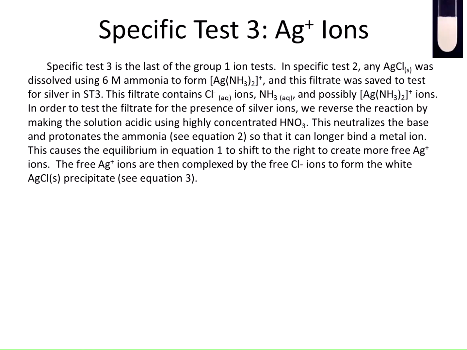So your last test for the group 1 ions is specific test 3, and we're looking to confirm the presence of the silver plus ions. Specific test 3 is the last of the group 1 test. In specific test 2, any silver chloride solid was dissolved using the 6 molar ammonium hydroxide to form the silver amine complex, and this filtrate was saved to test for silver in this specific test 3. So this filtrate contains chloride ions, ammonia, and possibly the silver amine complex.